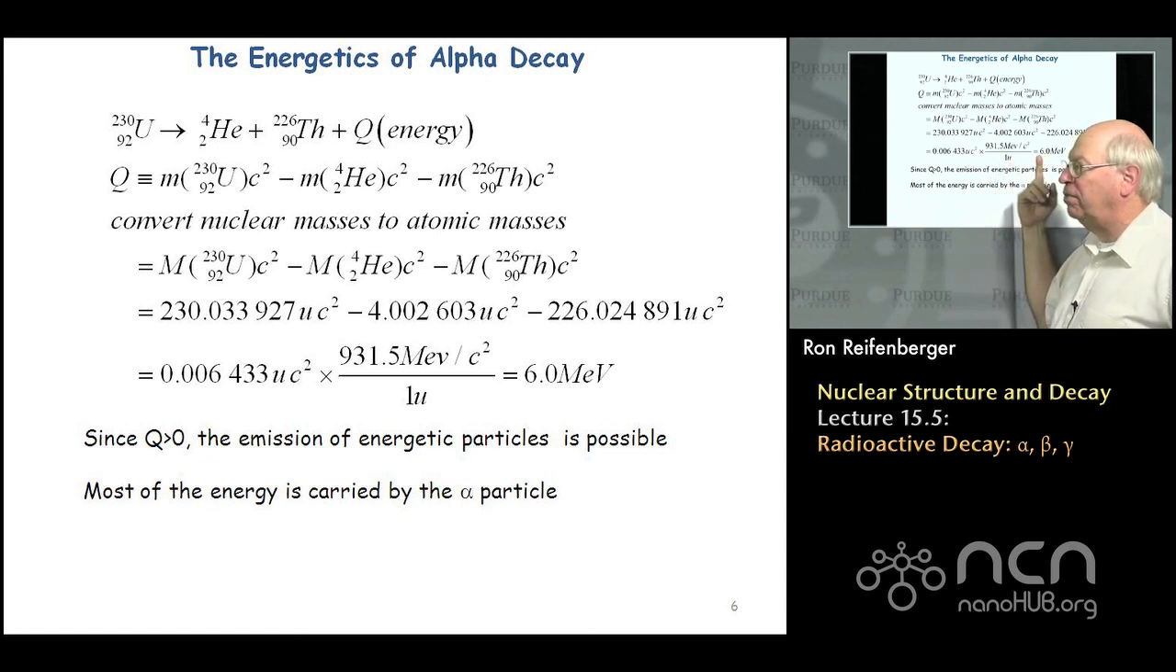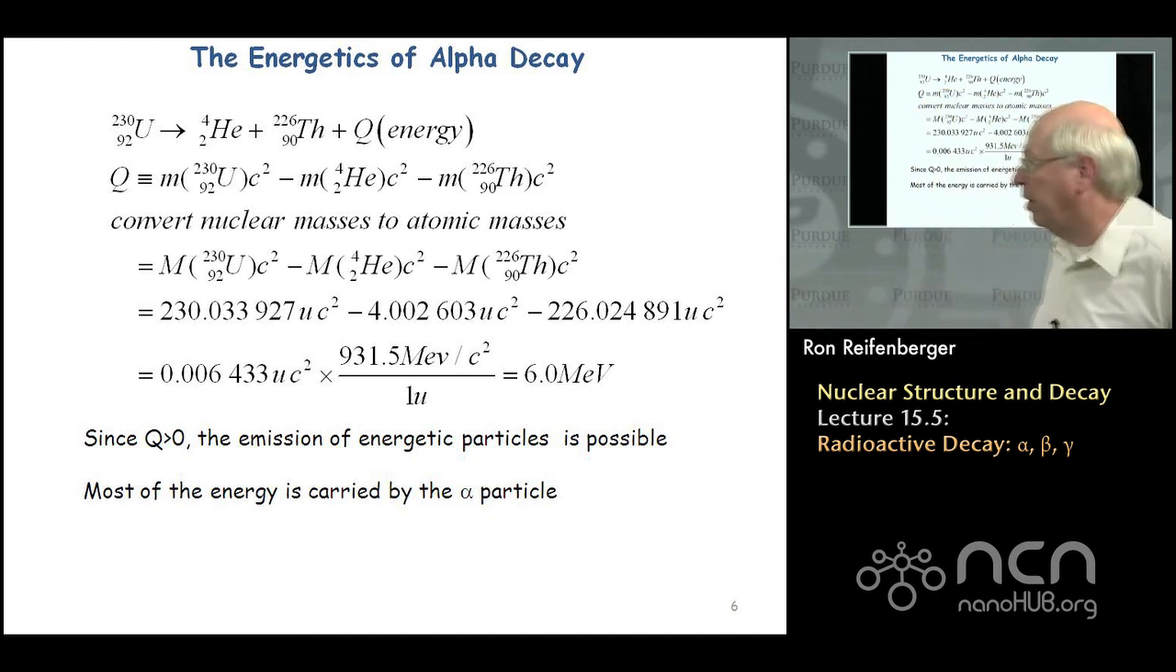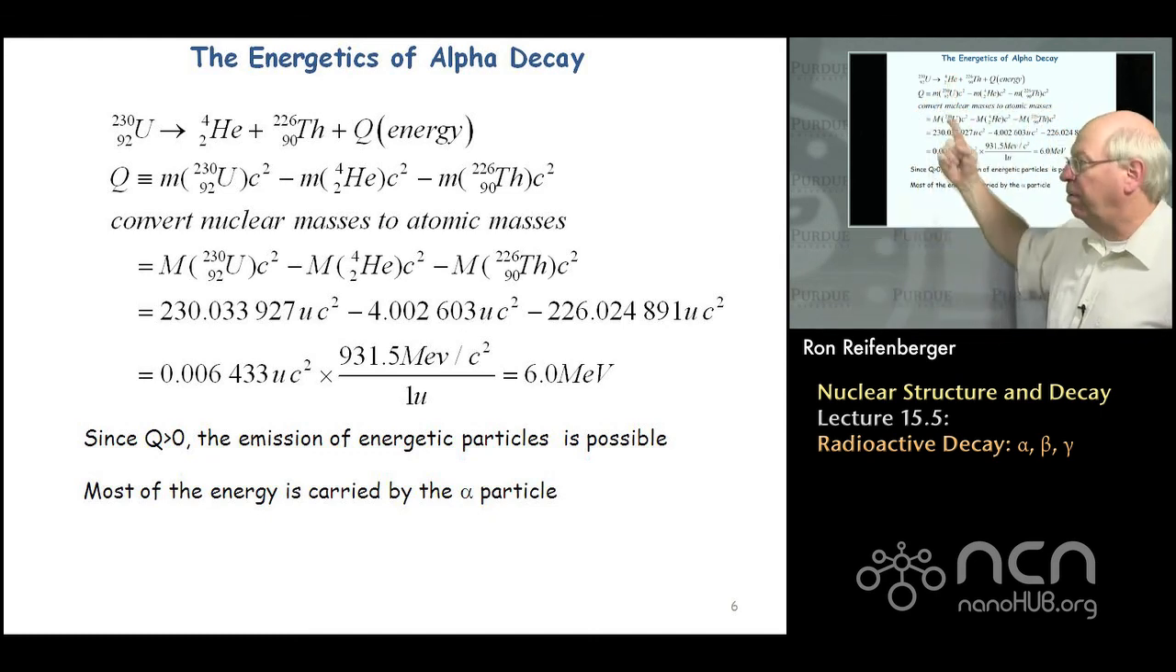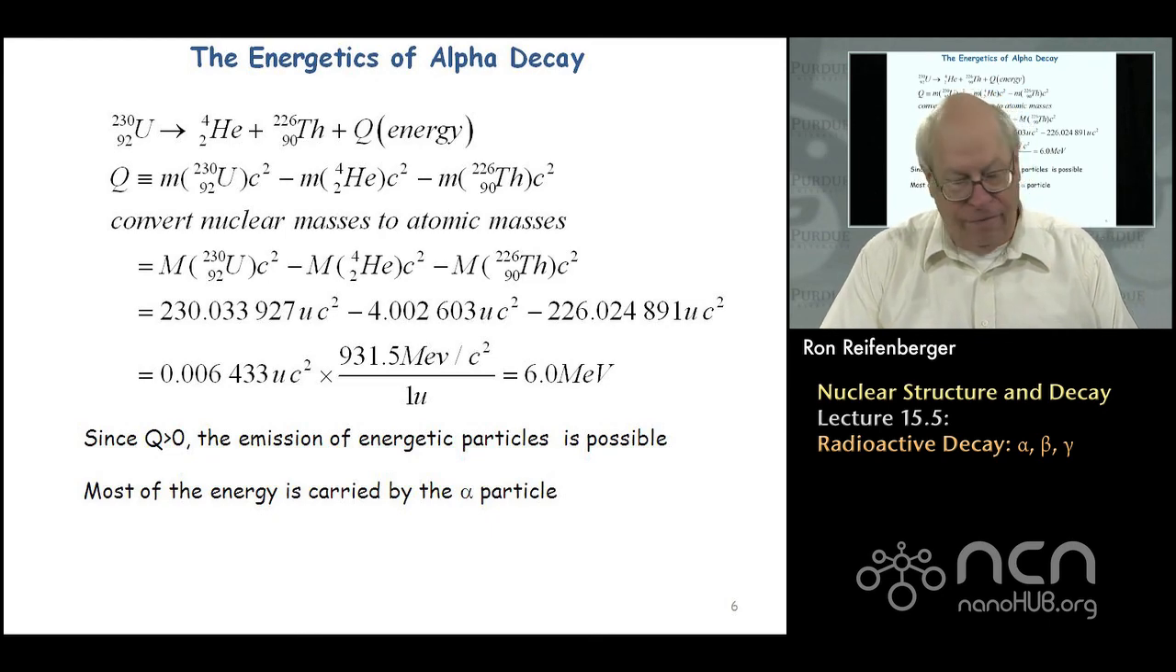And what you find is that for this particular reaction, Q is about 6 million electron volts. Since Q is a positive value, that would indicate that this helium nucleus comes out of this nuclear reaction with an energy of about 6 million electron volts. So it's very energetic, right? And most of that energy is going to be carried away by the alpha particle, simply because the alpha particle is so much lighter than the thorium nucleus. Okay? So that's an example of alpha decay.